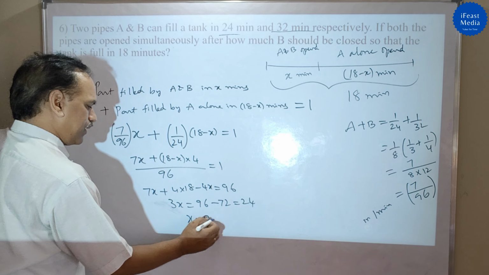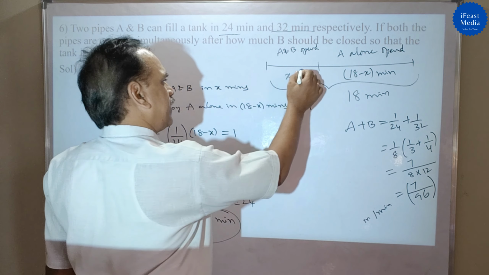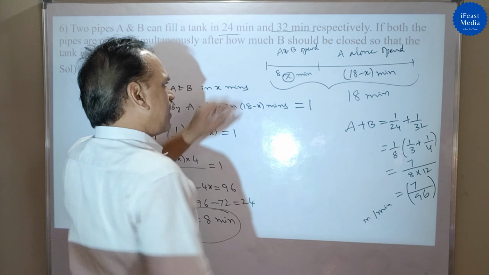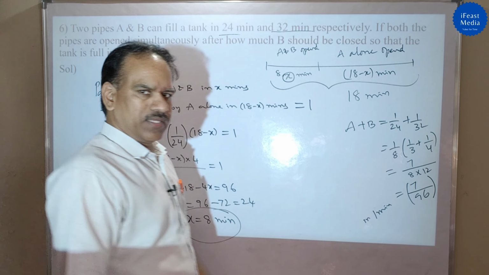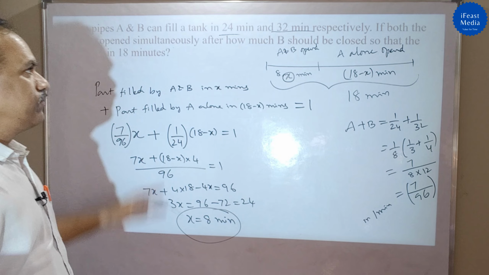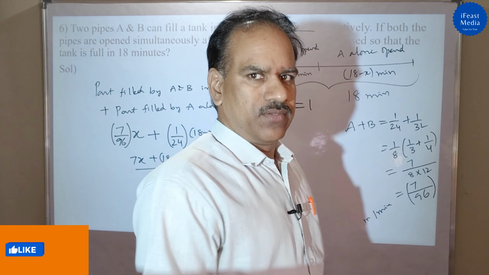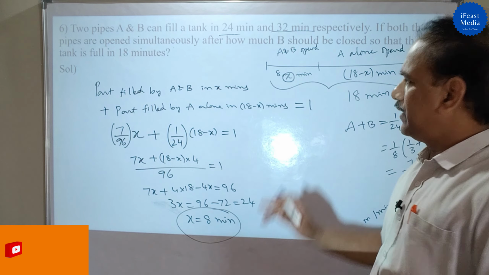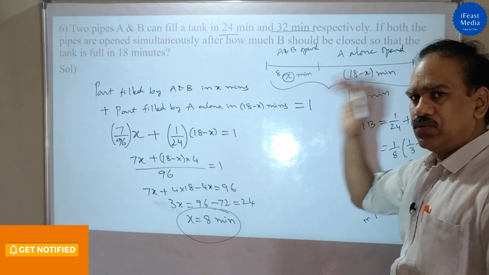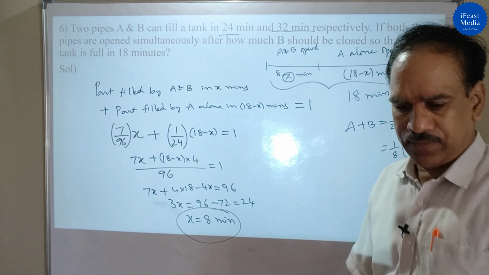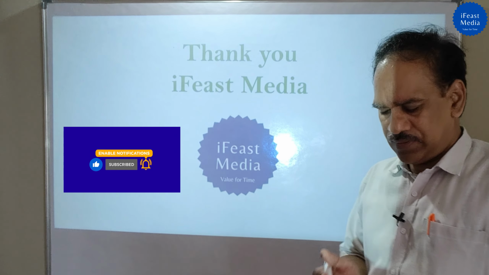X equals 8 minutes. So after 8 minutes, B should be closed and A should be the only one running, so that the total tank is filled in 18 minutes. After 8 minutes, B should be closed. Okay, so that is the end of pipes and cisterns.